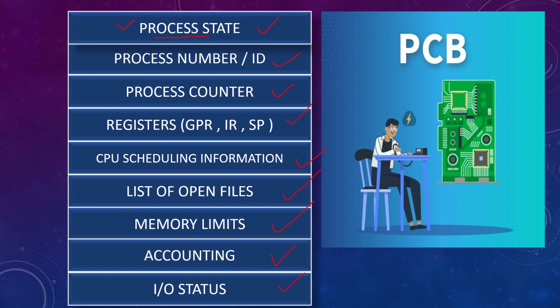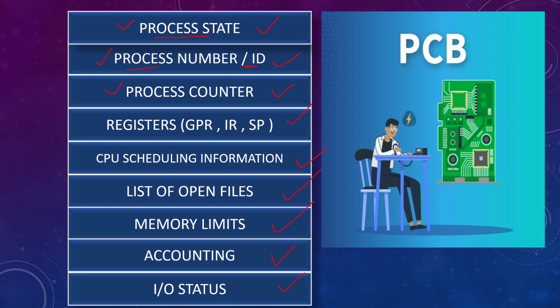The next thing is process number or process ID. You can say every process in a computer has a particular ID or identification number. So the PCB contains that particular identification number of a particular process, कि क्या उस process का identification number है. Okay. So this is the process number.